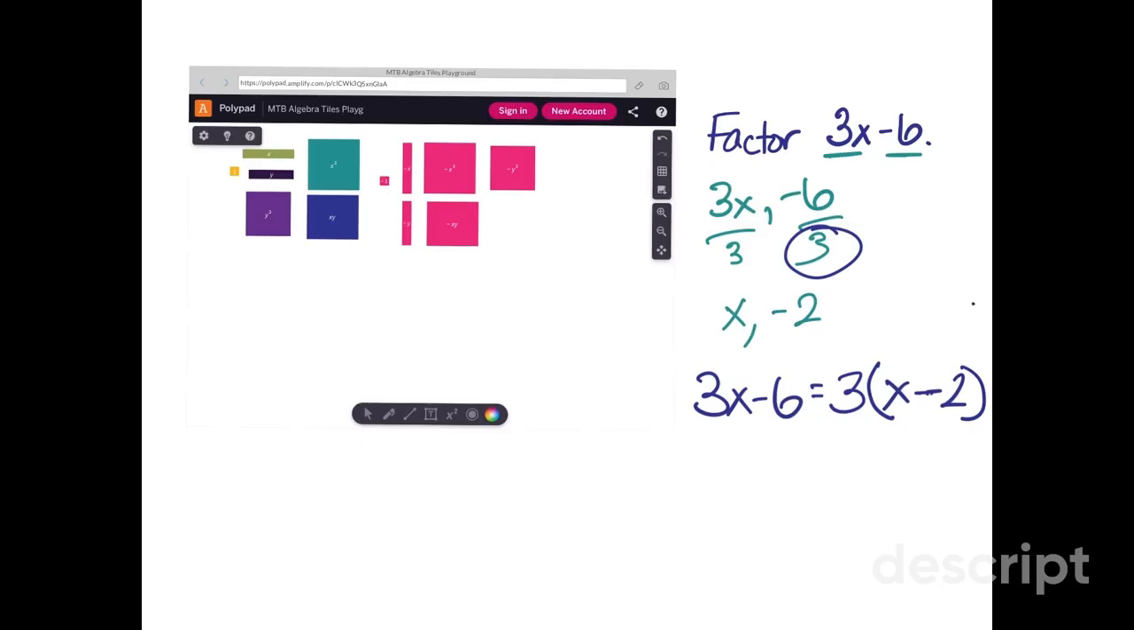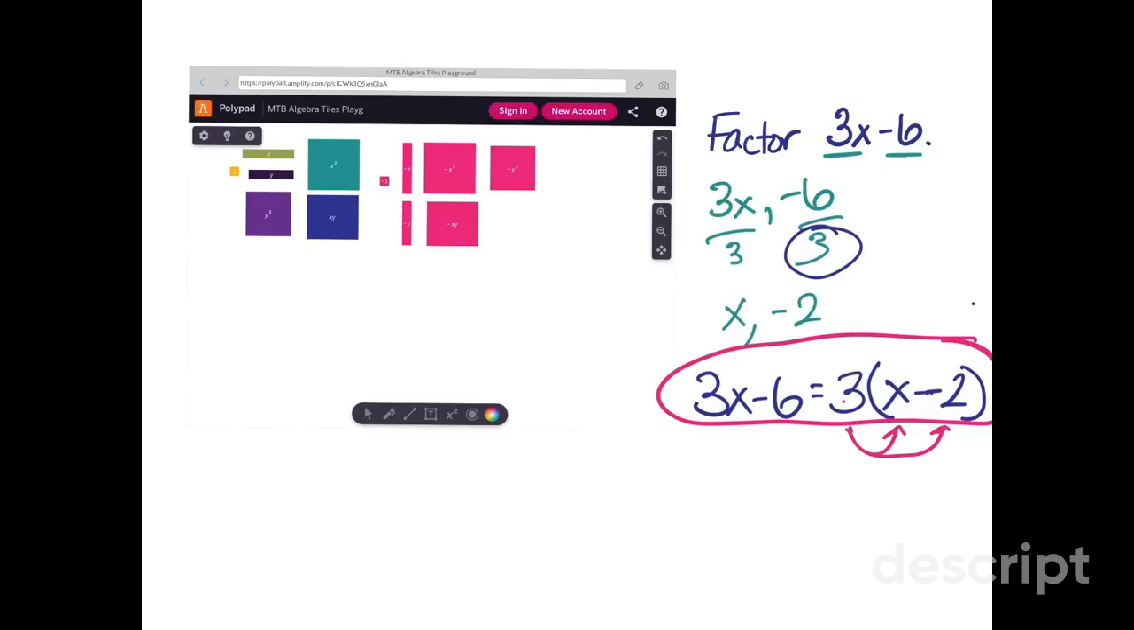So if I were to go back and, for example, distribute that, I can check it. If I'm factoring and undistributing, I can check it by multiplying or distributing. 3 times x gives me 3x. 3 times negative 2 gives me negative 6. So I have successfully factored this.